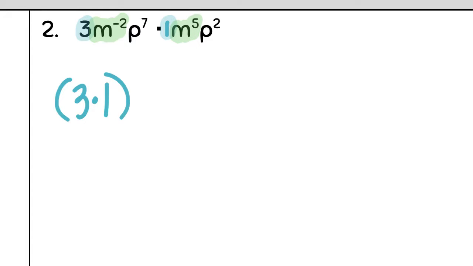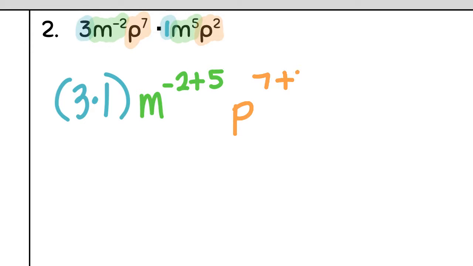Because we're multiplying right now, we will add their exponent, so negative 2 plus 5. And then last variable is p, so p to the seventh times p to the second. We will combine by adding those exponents, so 7 plus 2. So now let's go through the entire thing and simplify.